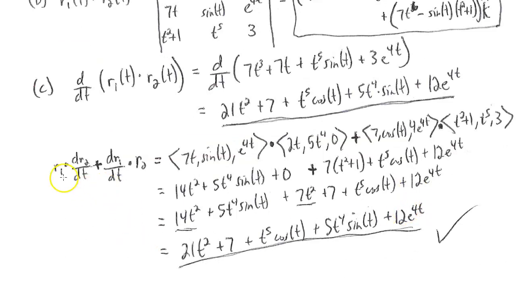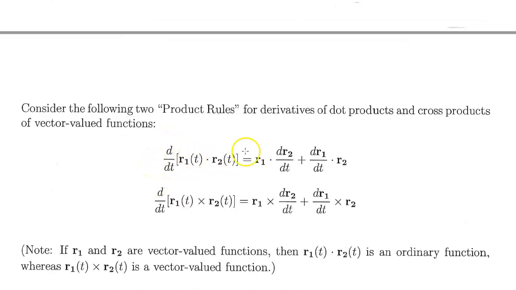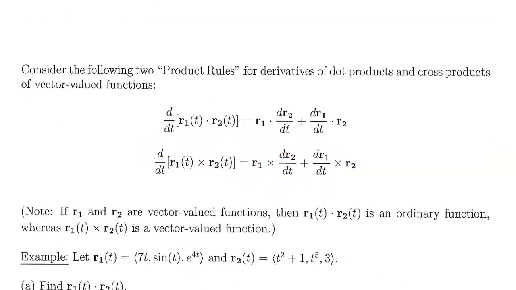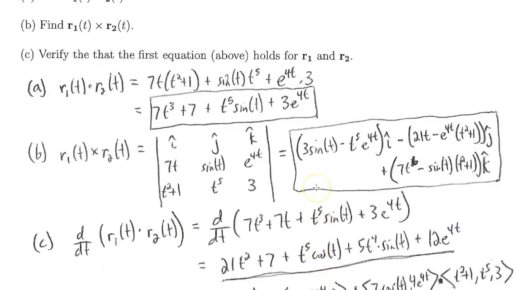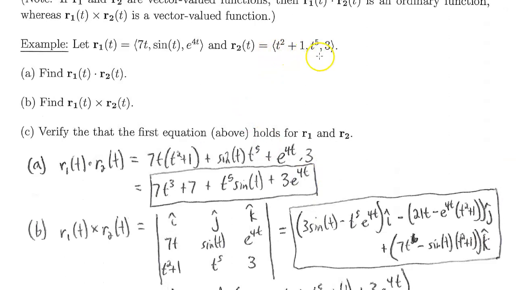Now what about the right-hand side? So we've shown what the left-hand side is here. Now what is the right-hand side? Let's figure that out, and let's check to see if those are the same thing. The right-hand side of that equation was r1 dot the derivative of r2 plus the derivative of r1 dot r2. Now r1 was just this. Now what's the derivative of r2? Remember, r2 was this. So the derivative is going to be 2t, 5t to the fourth, 0.